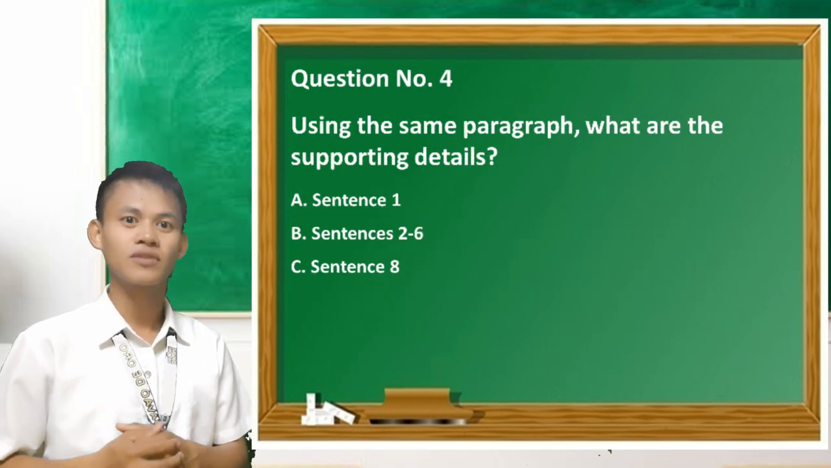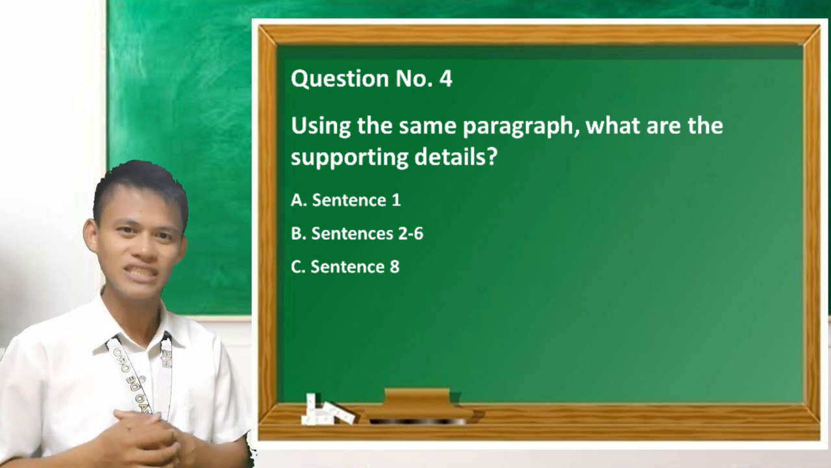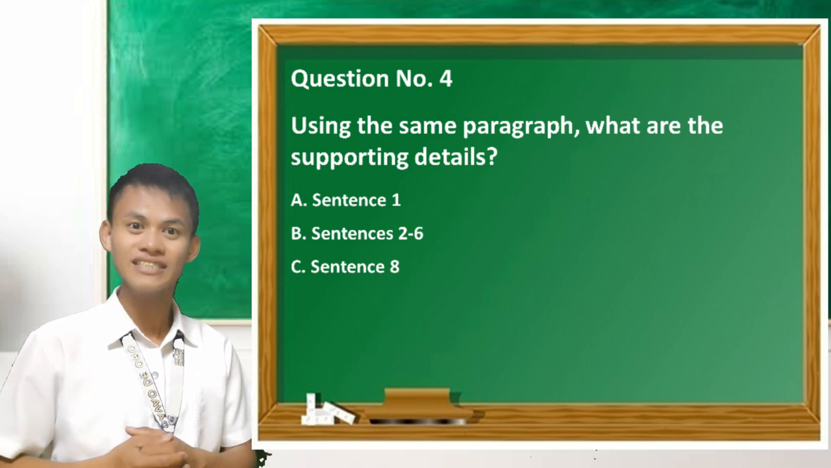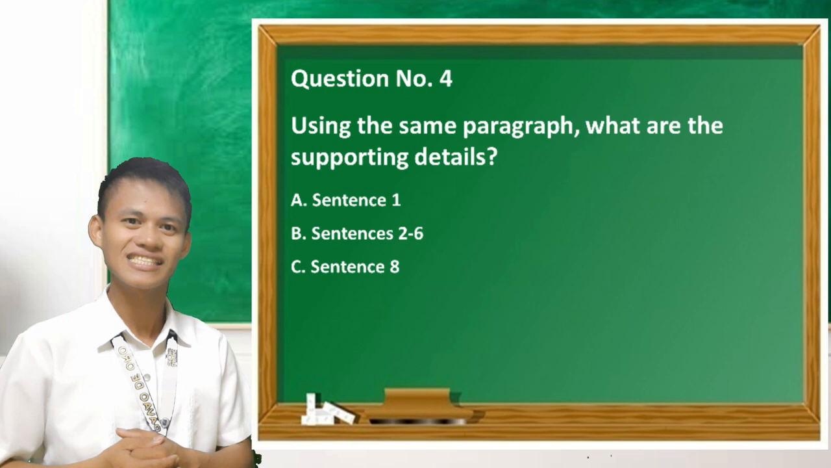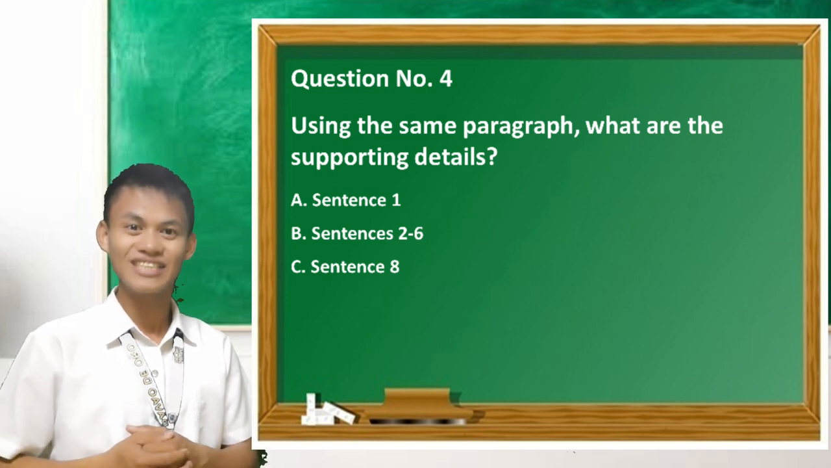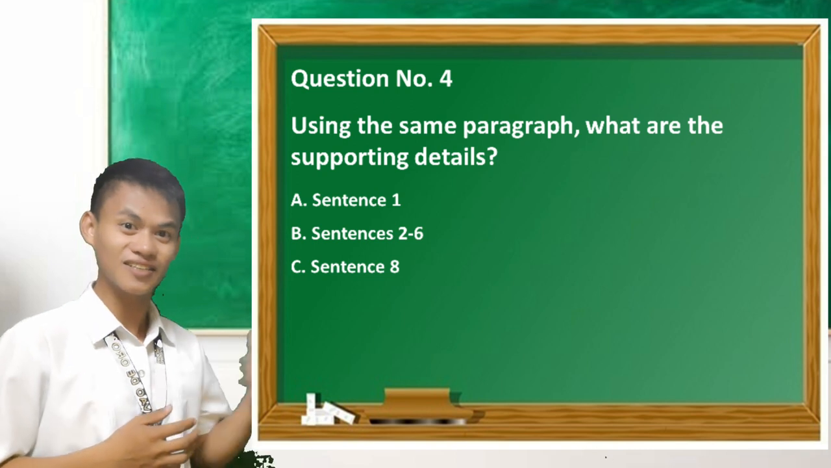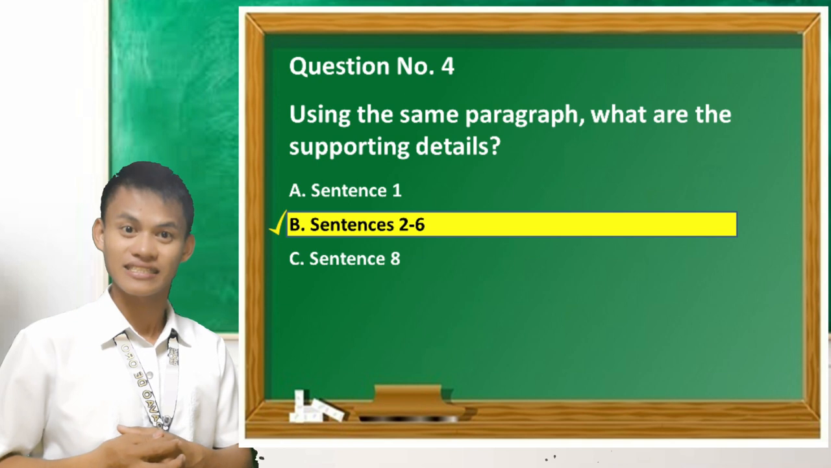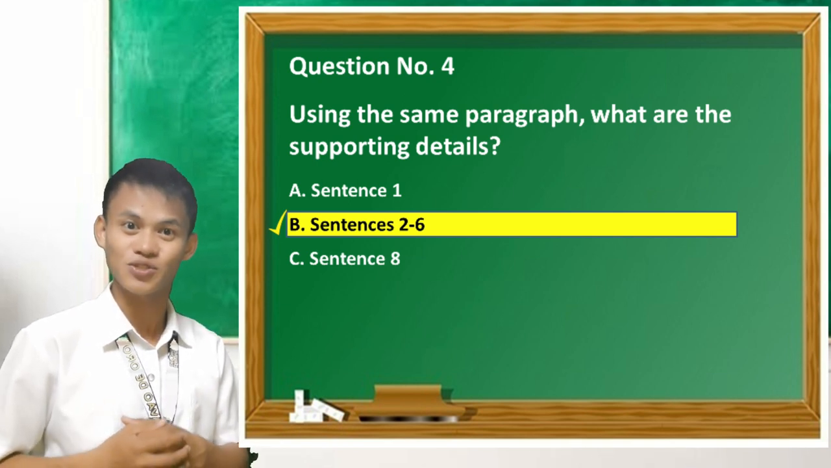Number 4. Using the same paragraph, what are the supporting details? Letter A, sentence number 1. Letter B, sentences numbers 2 to 6. Letter C, sentence number 8. The correct answer is letter B. The supporting details or the supporting sentences are sentences numbers 2 to 6.